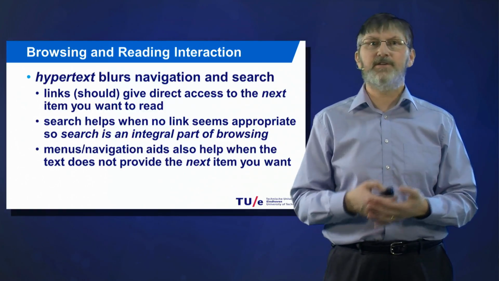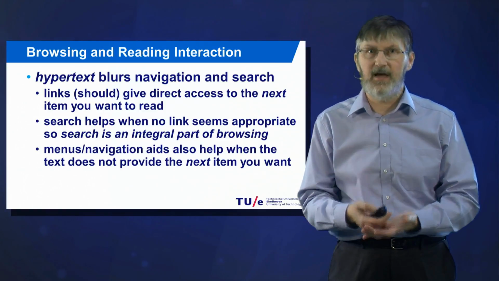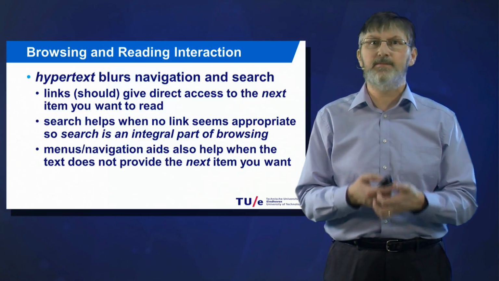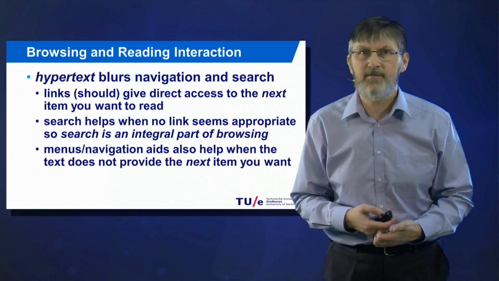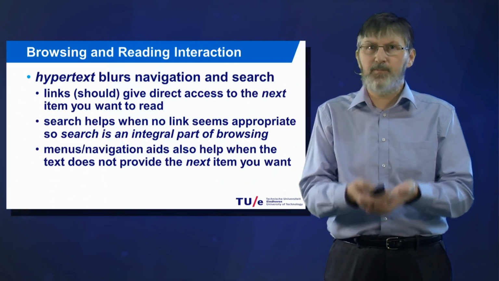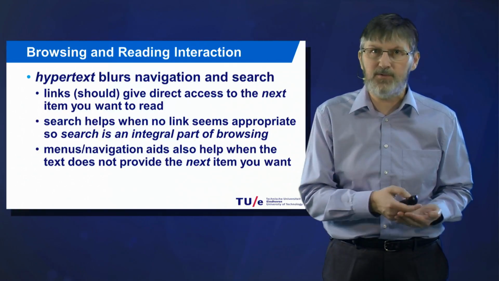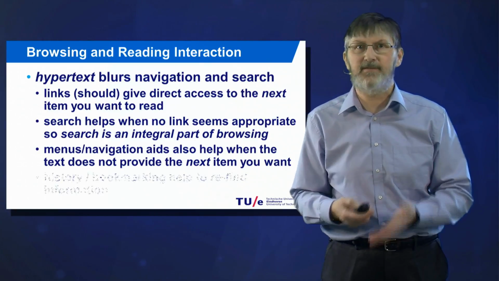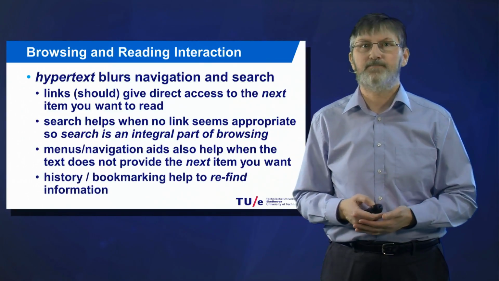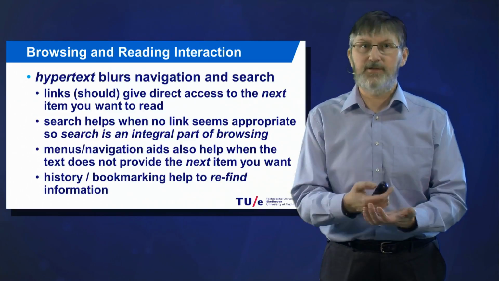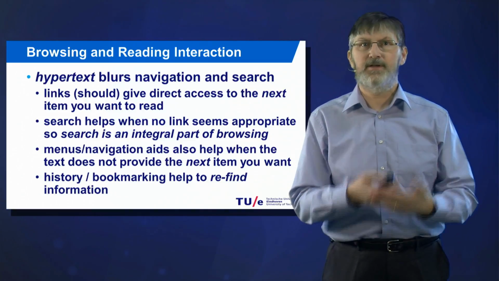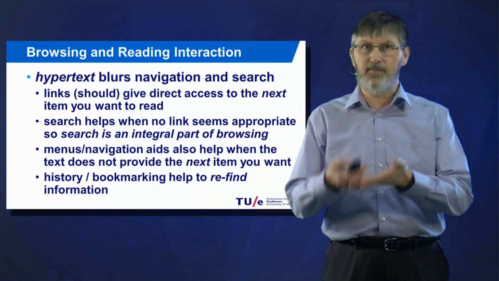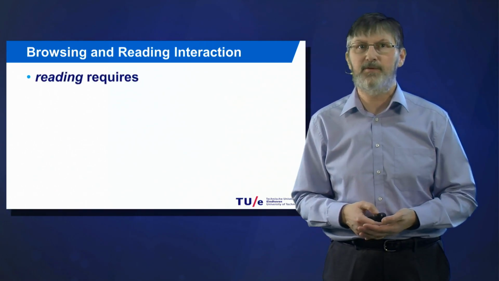Menus and navigation aids can help when the text doesn't provide the right item that the user may want. So even though we may predict where the user wants to go to, the text on the page may not have a suitable place for a link to it. The interface should also offer history and bookmarking facilities to help users to come back to a place they have been to before.